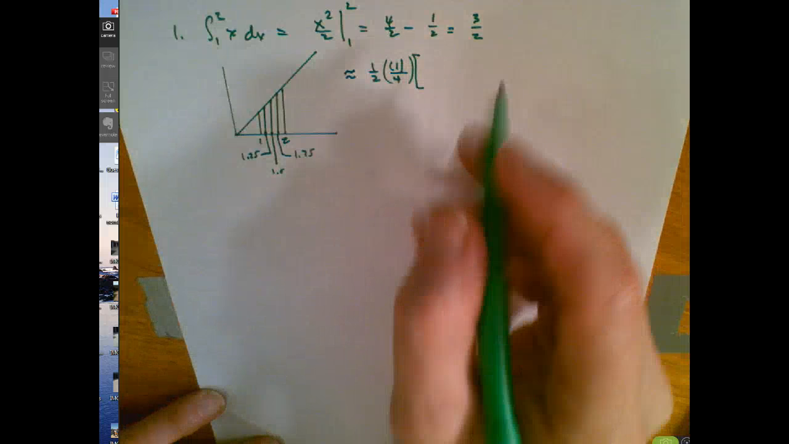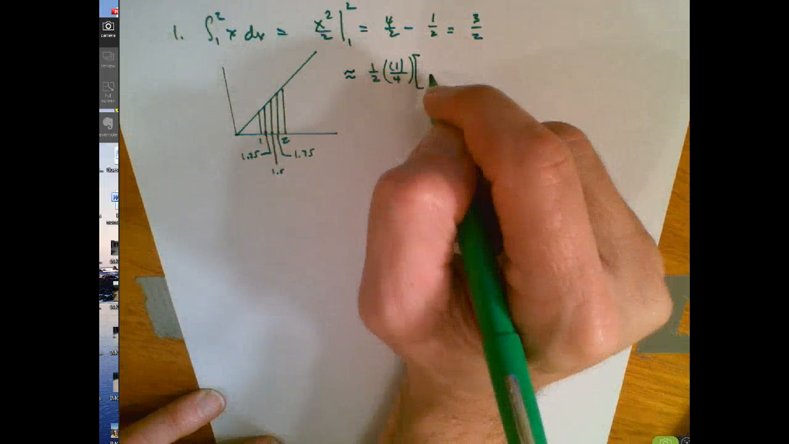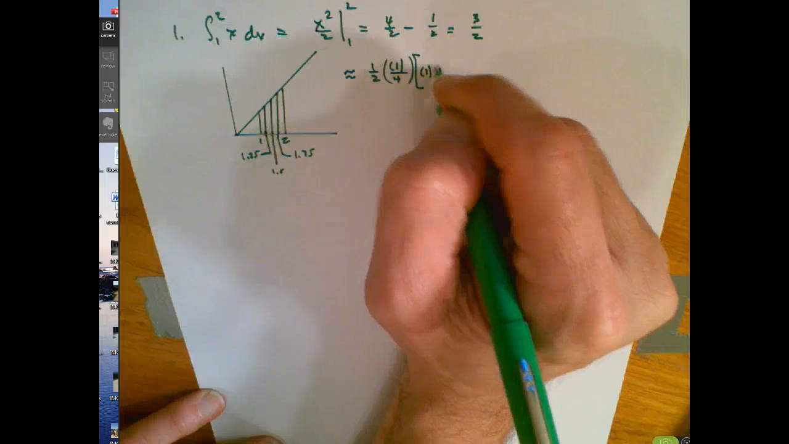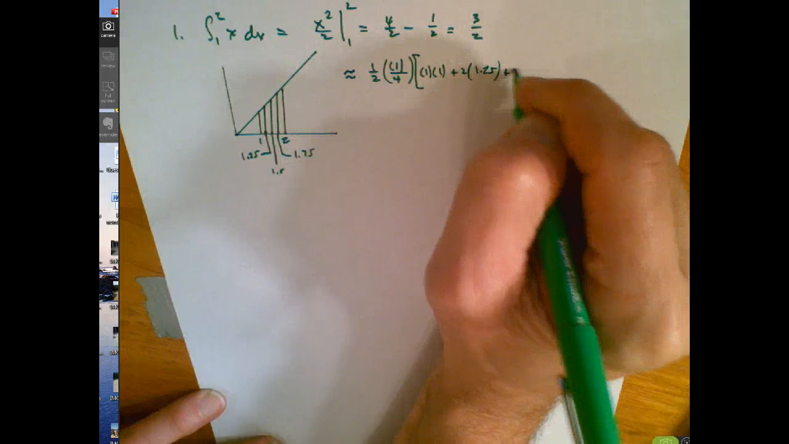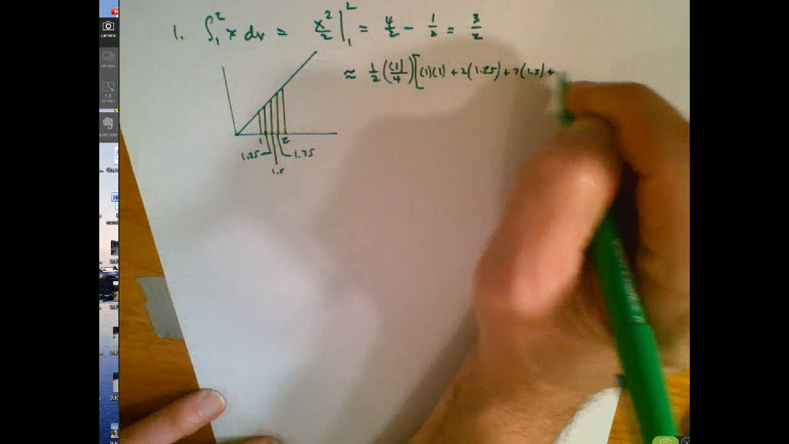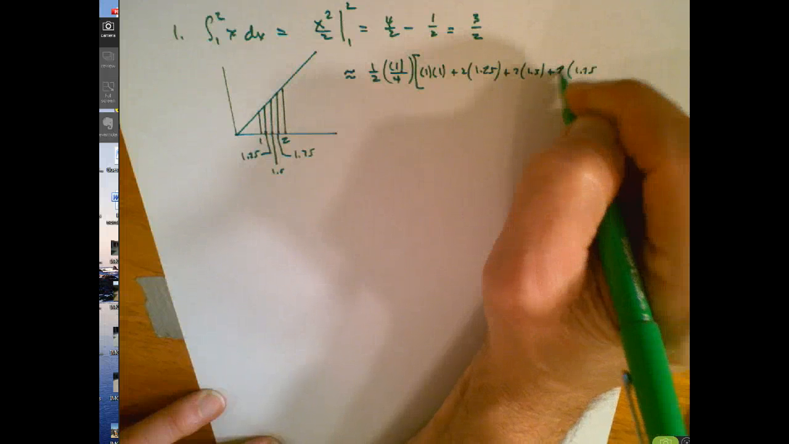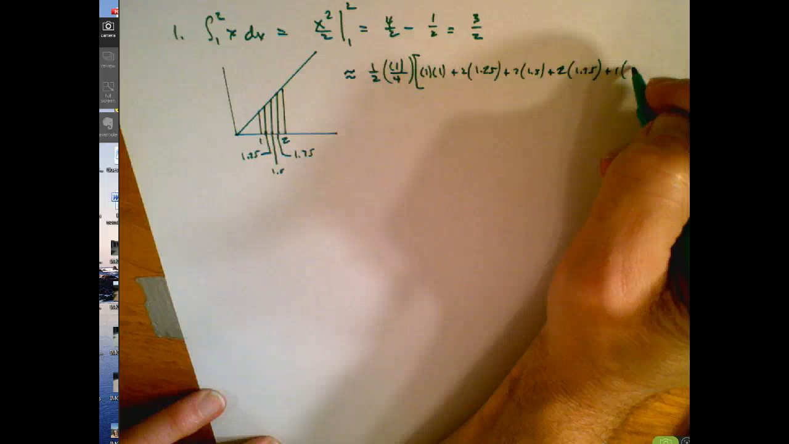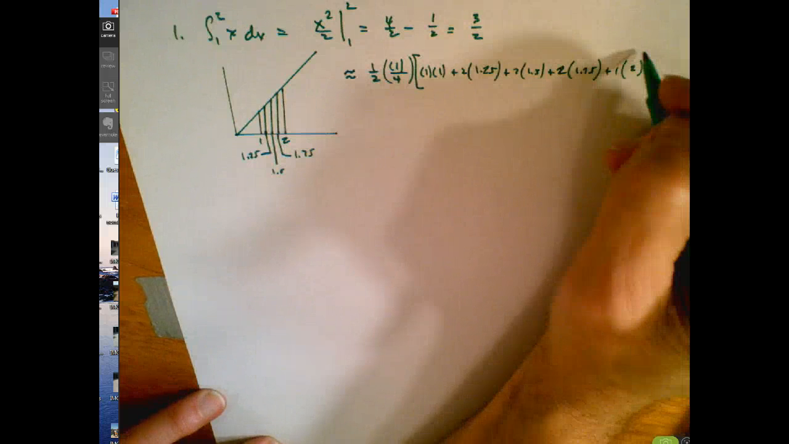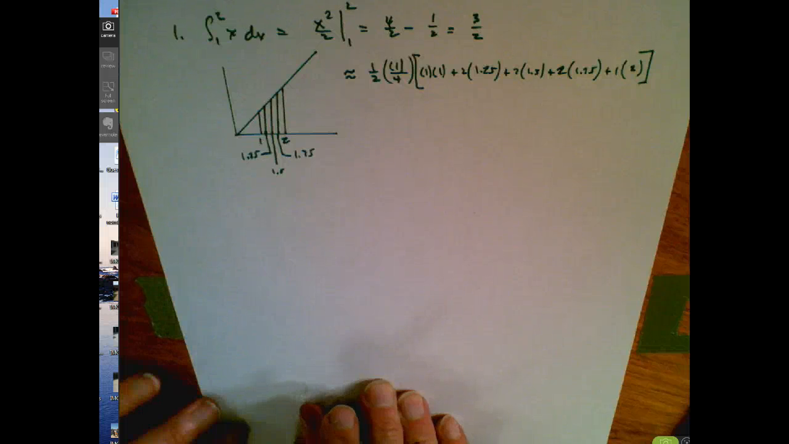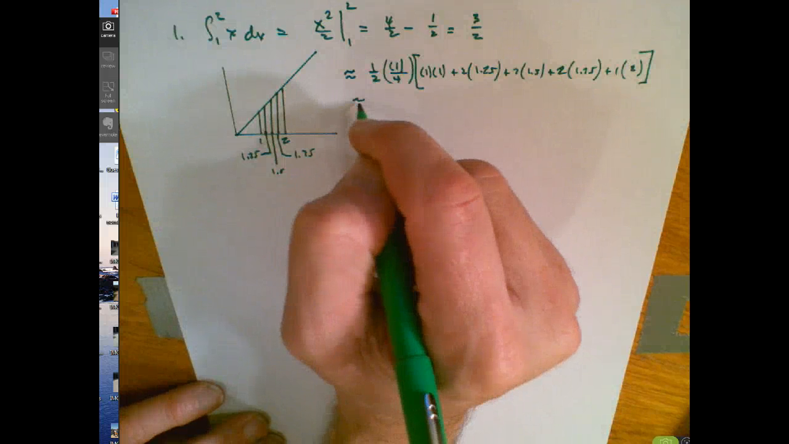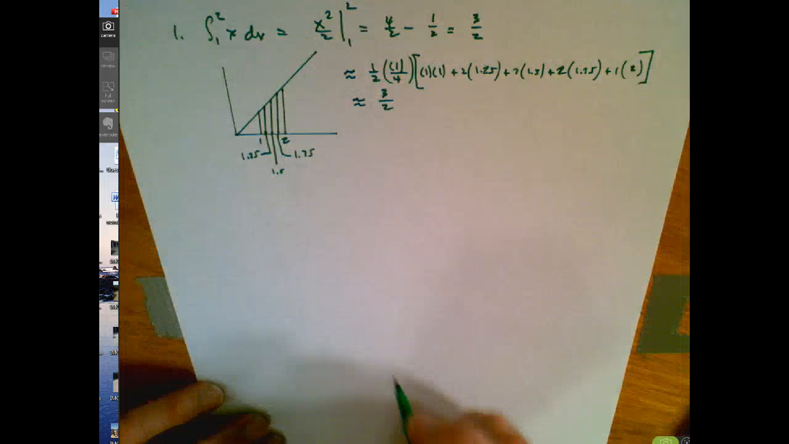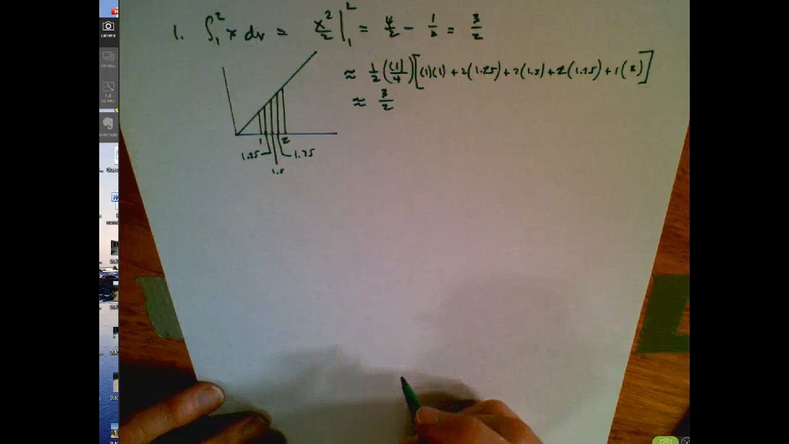And now I have 1 of f of 1, which is 1, and then plus 2 of 1.25, plus 2 of 1.5, plus 2 of 1.75, and finally plus 1 of 2. Now, those are all even partitions, so I can apply this rule here pretty simply. If we do that, we then see our approximation is the same as our exact answer. It's 3/2. So the question is now find ET.